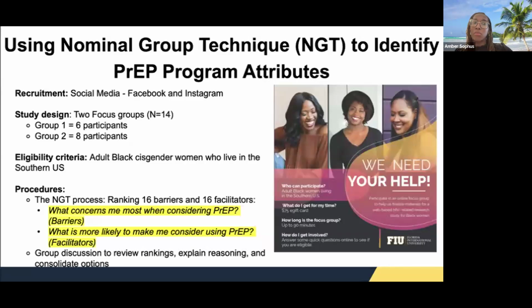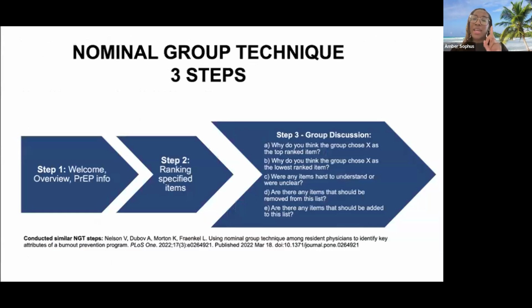But what does that really mean in terms of nominal group technique? In mine, I did 3 steps. I had an introduction, like we saw in one of those prior examples, where step 1 was a welcome and overview, and I provided information about PrEP. And I'll get into that in a second. 2, I had those ranking specified items. And then 3, I had a group discussion that included 5 specific questions that I asked across those 2 individual nominal questions.